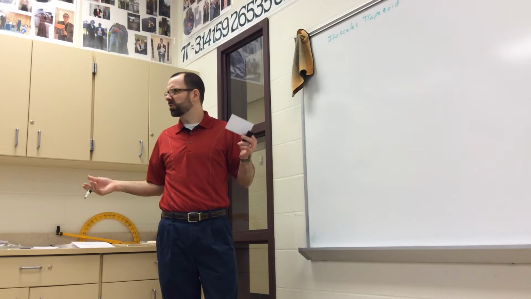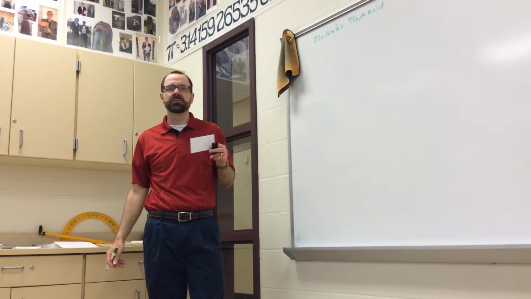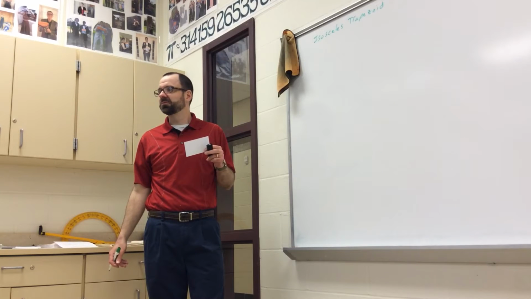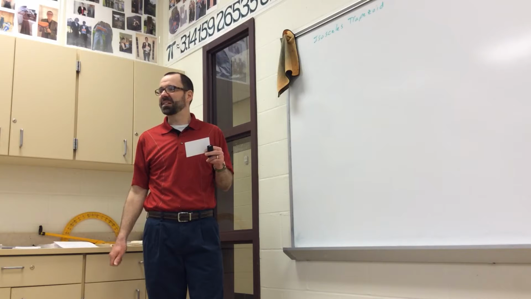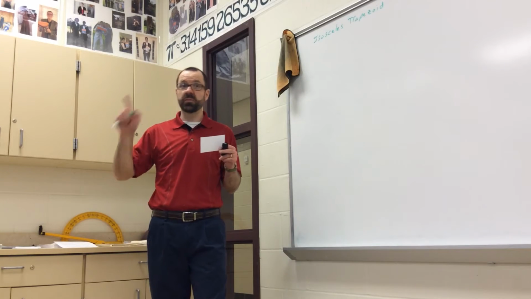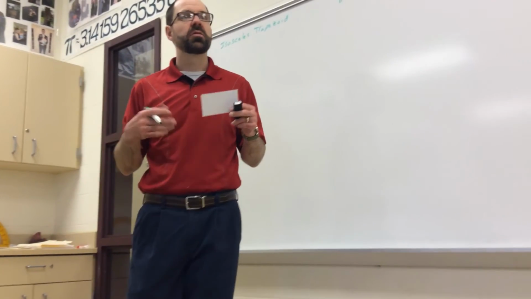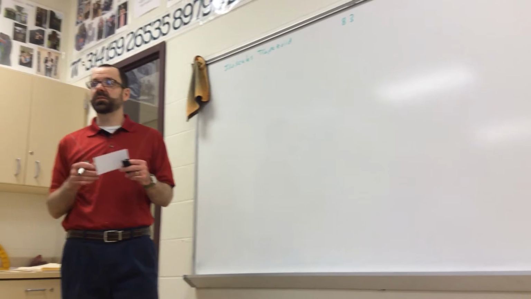And what was a trapezoid again? Yeah, Taylor? Good. It has one pair of parallel sides. So a parallelogram has two pair of parallel sides. Trapezoid has one pair of parallel sides.